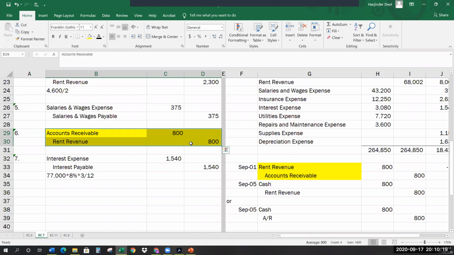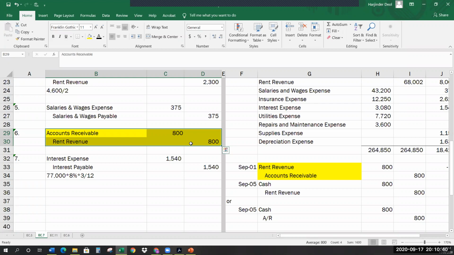Because on August 31st we have ended that, but we still know that the money in accounts receivable is pending, so we need to reverse the entry while we are starting the new period. At the beginning of a new period, we know that that money is pending.